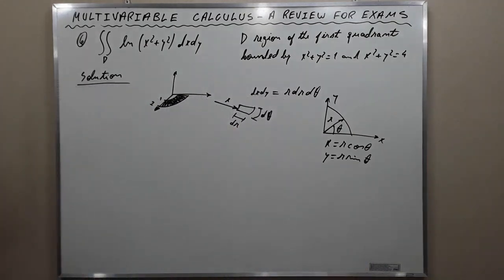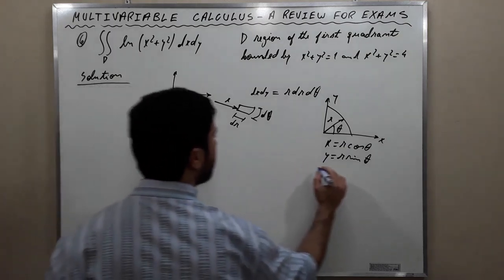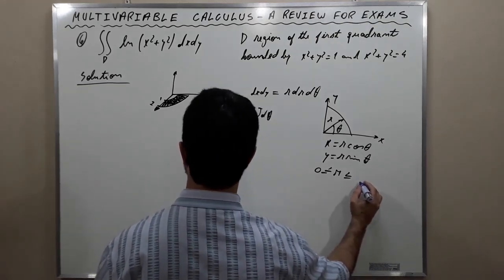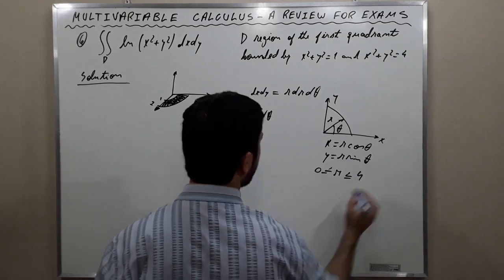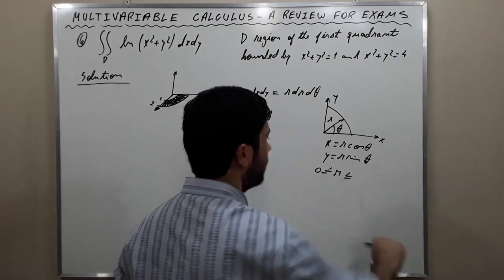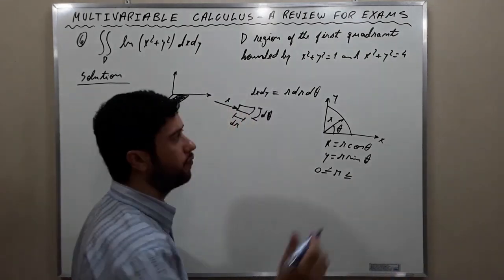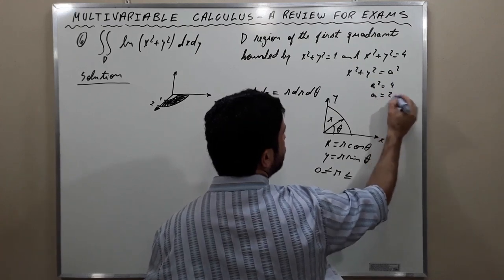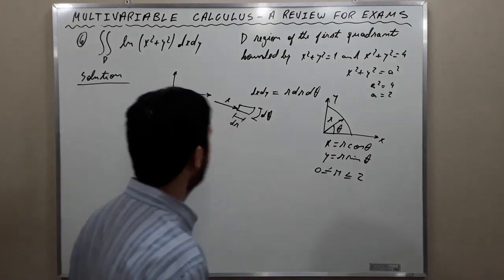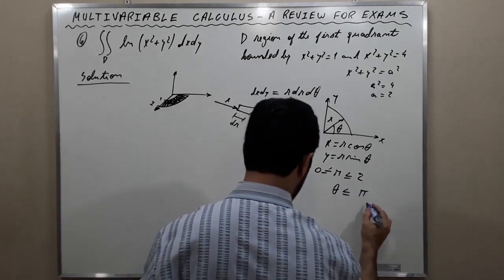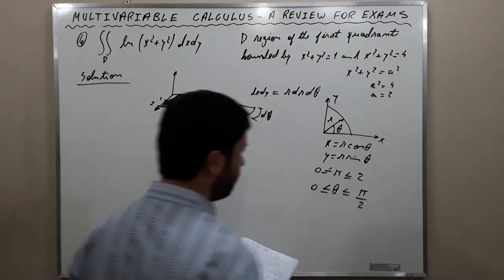And in the first quadrant, we know that r varies from 0 to 4, okay? No, sorry, from 0 to 2, because the standard form is x squared plus y squared equal to a squared. So a squared is equal to 4, a is equal to 2 here. So r varies from 0 to 2, and theta varies from 0 to pi over 2.